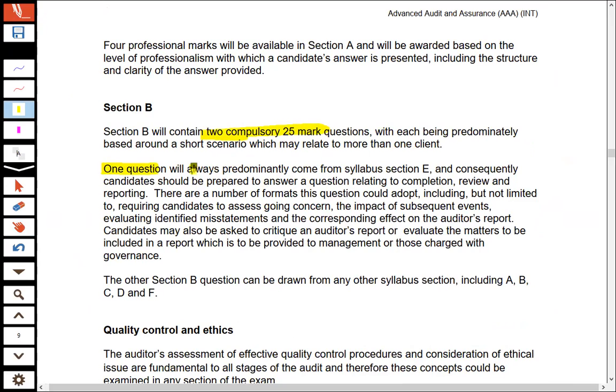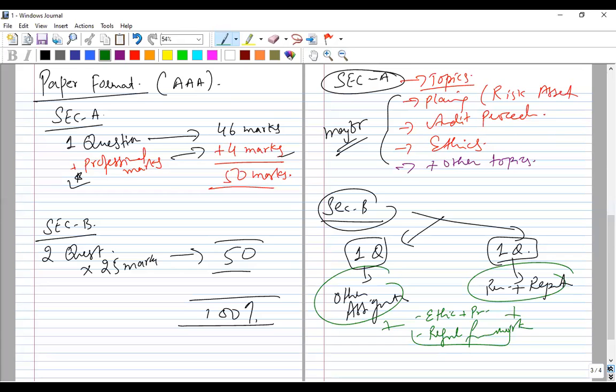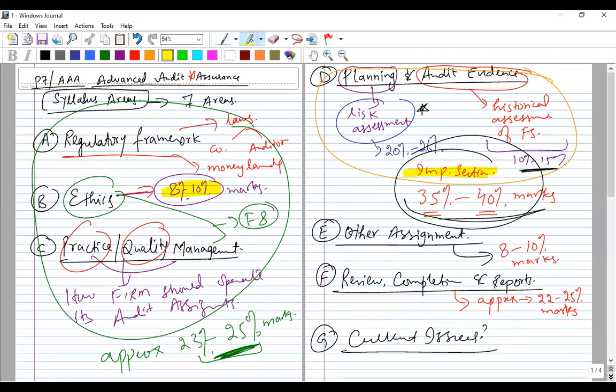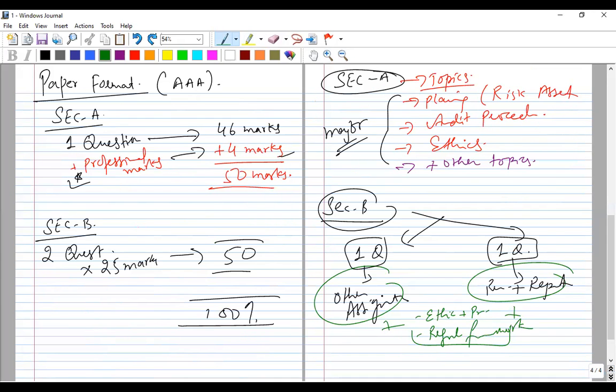One question will always predominantly come from section E of the syllabus. Now, what is section E of the syllabus? That is other assignments. I have written here other assignments, one question. Now it will be question 2 or question 3. It does not matter, but one question will be examined from other assignments.